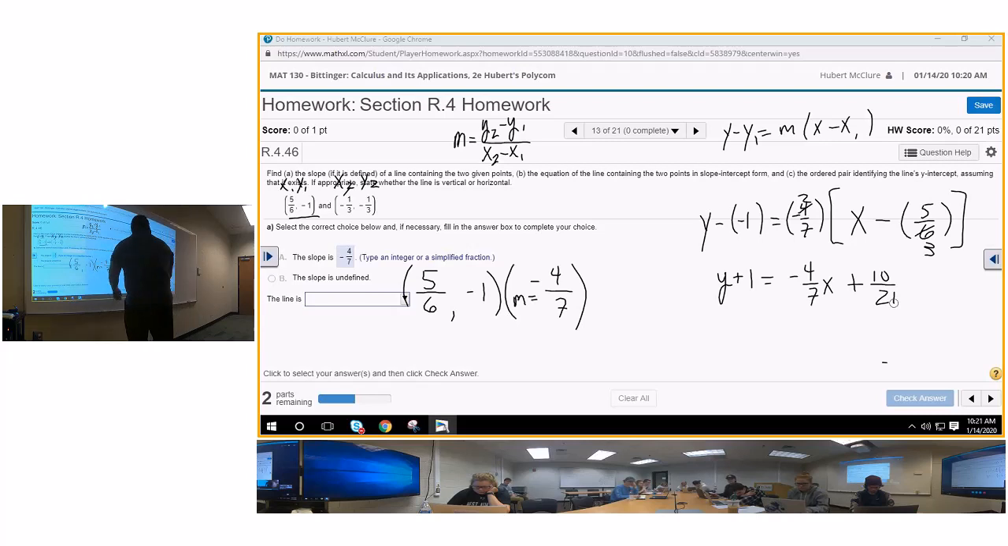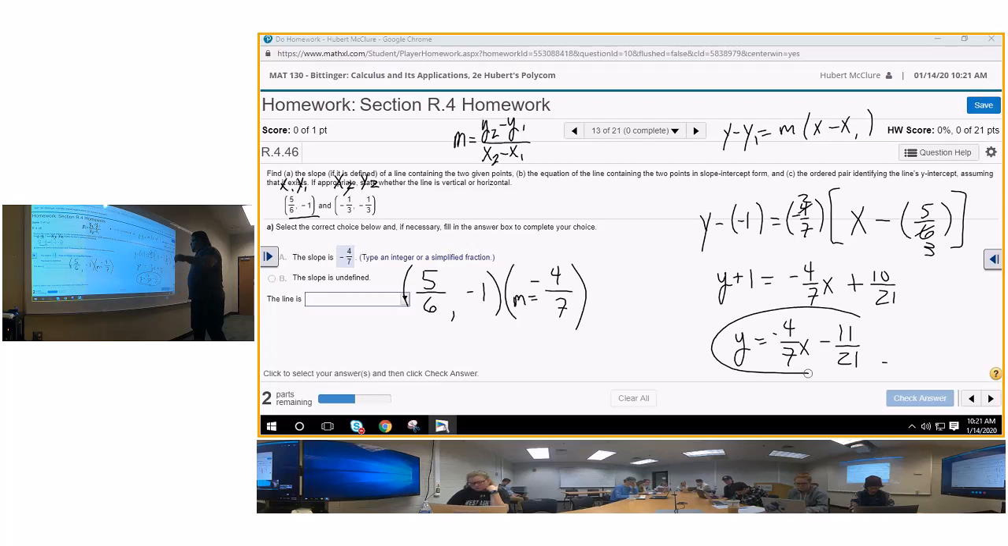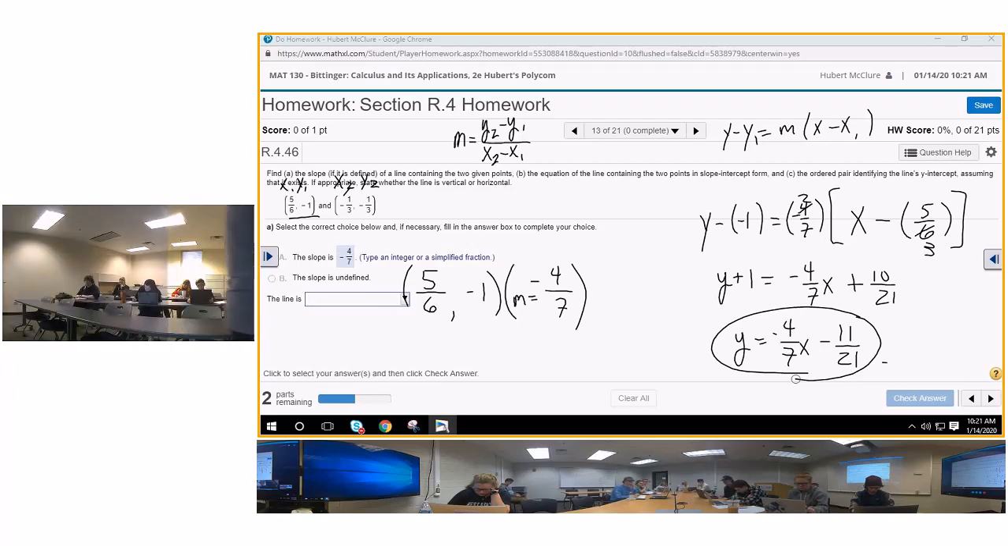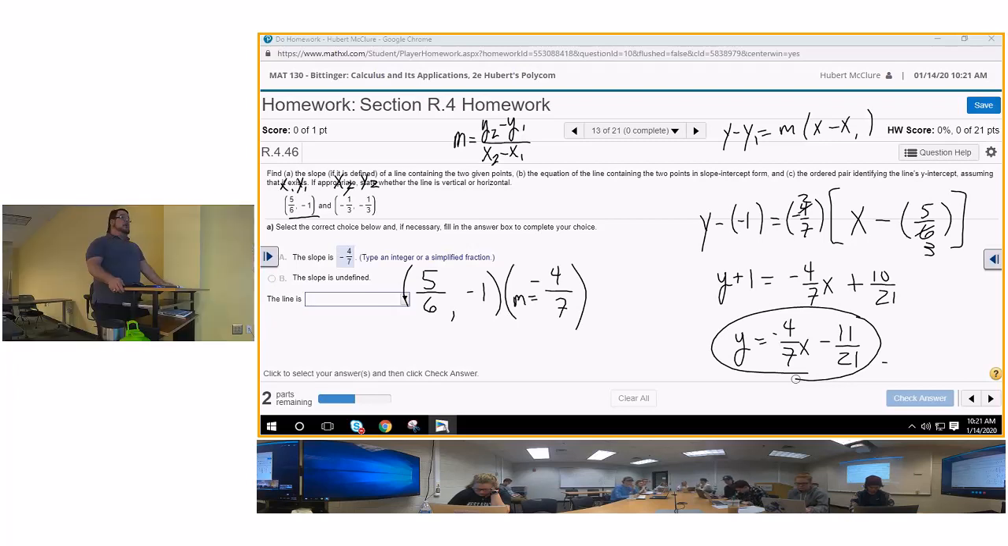And then y is equal to -4/7 x minus 11/21. Somebody check me. What's 10 minus 21? Is it -11? Yep. I guarantee you there's some of y'all in here that are going, where did you get that -11/21? Okay? You need to review.